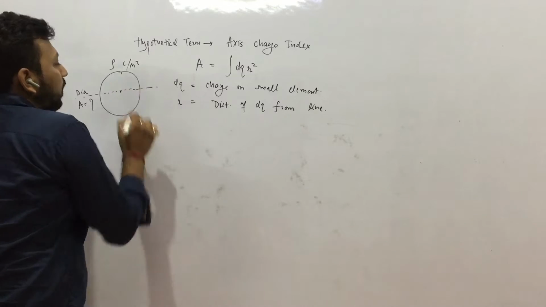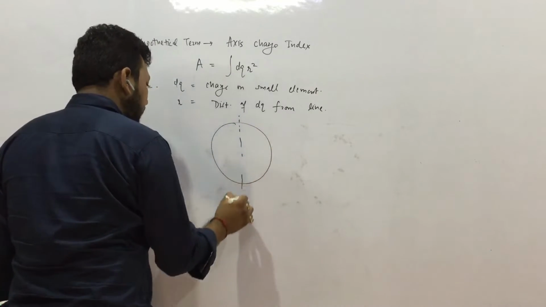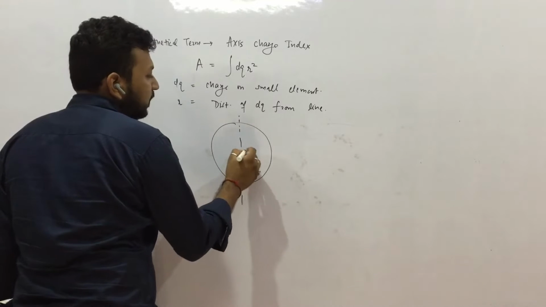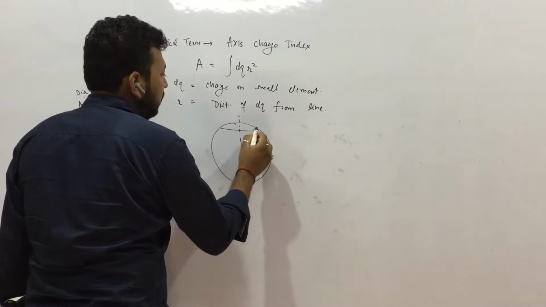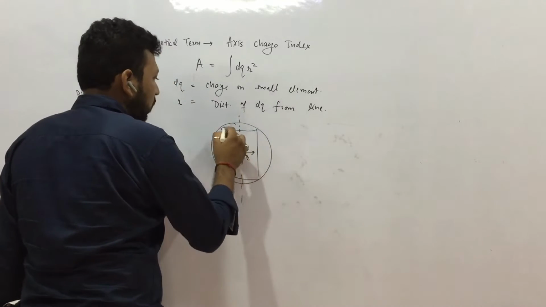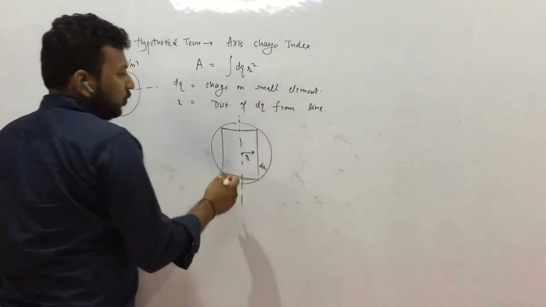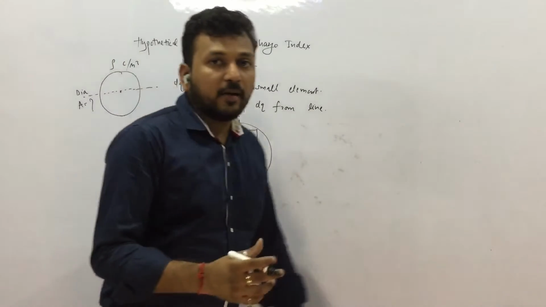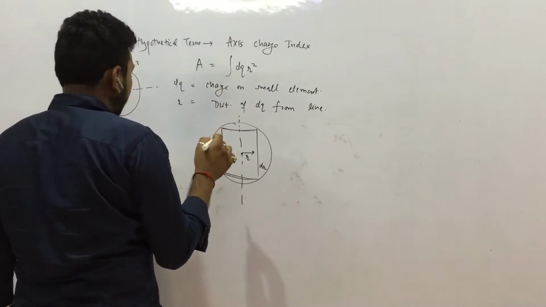The whole thing is a sphere, but the element that you will consider is a cylinder. So we will consider a cylinder at distance r, of thickness dr. Every element is now at a distance r from the axis. So let us calculate the term based on this.